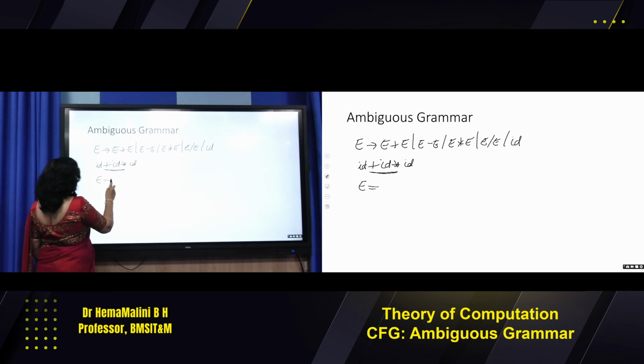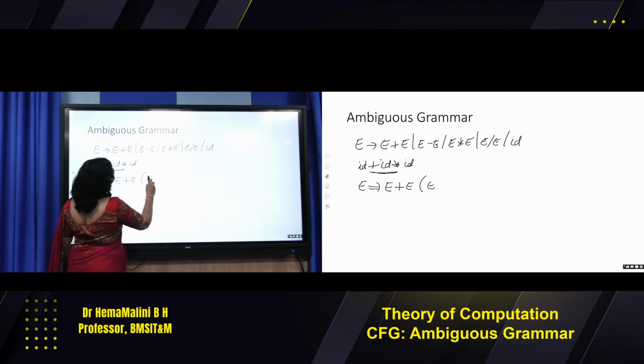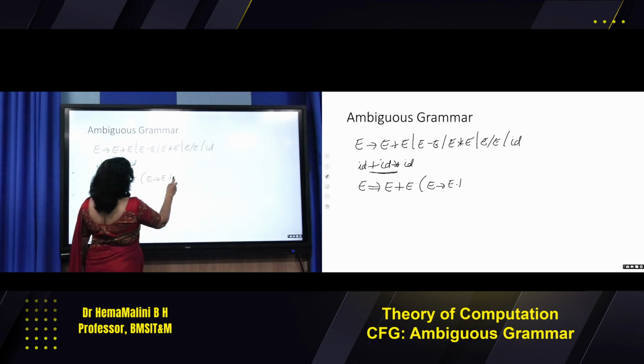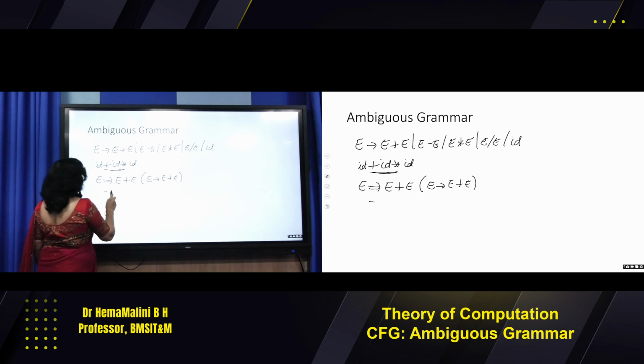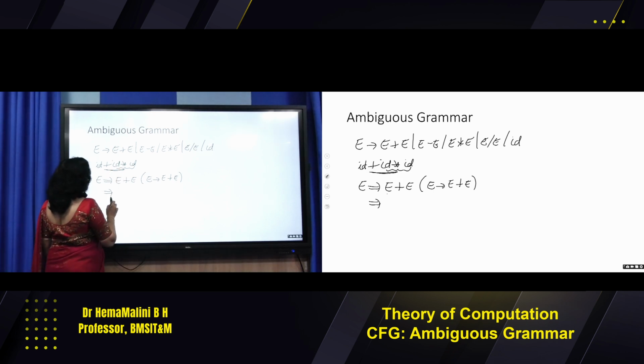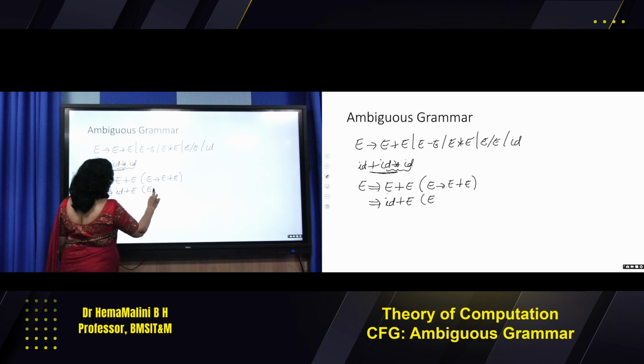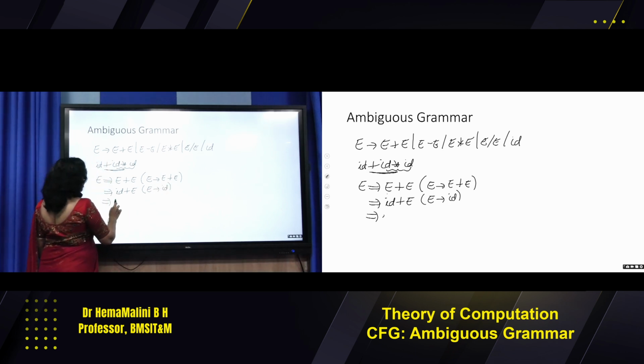E produces, let me start with E plus E by putting the production E produces E plus E. So I got E plus E. Now what we need is we need a star. So for this I am using leftmost derivation. So this is ID plus E, by putting the production E produces ID. Now ID plus we need star.